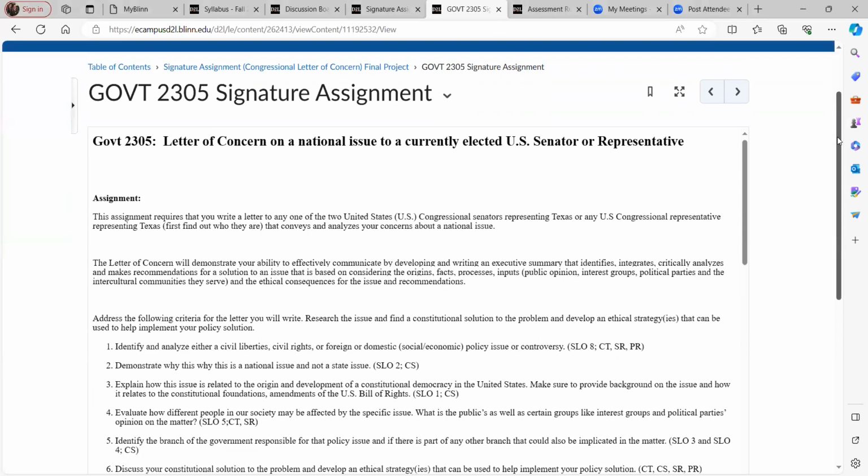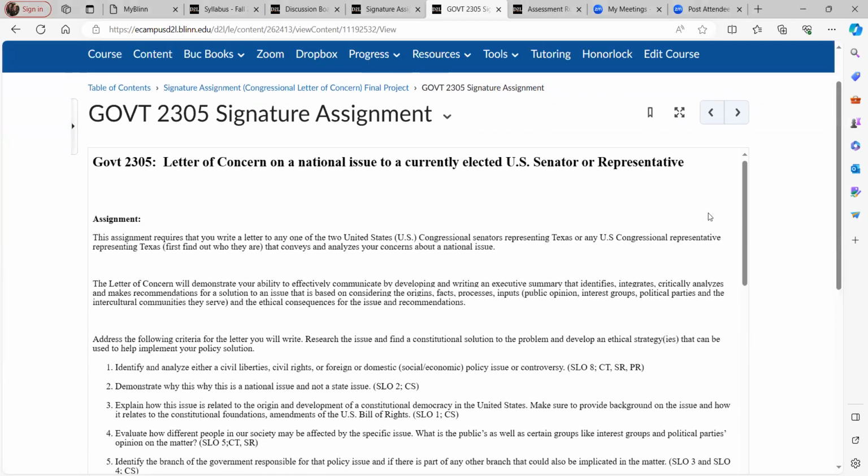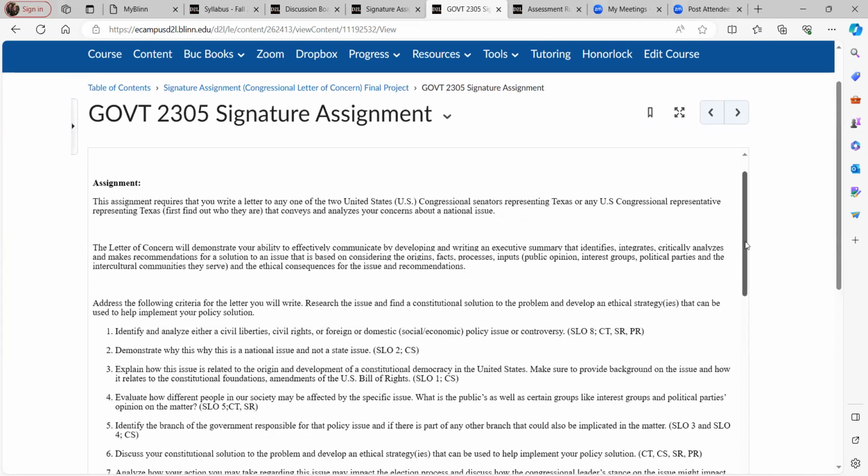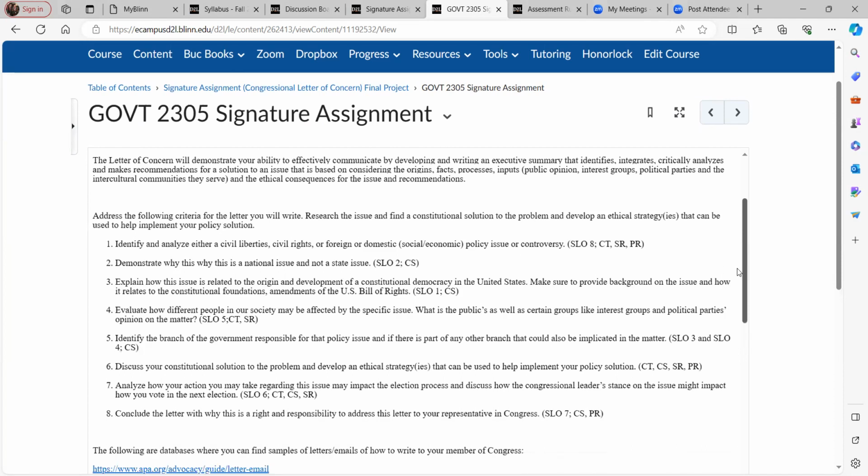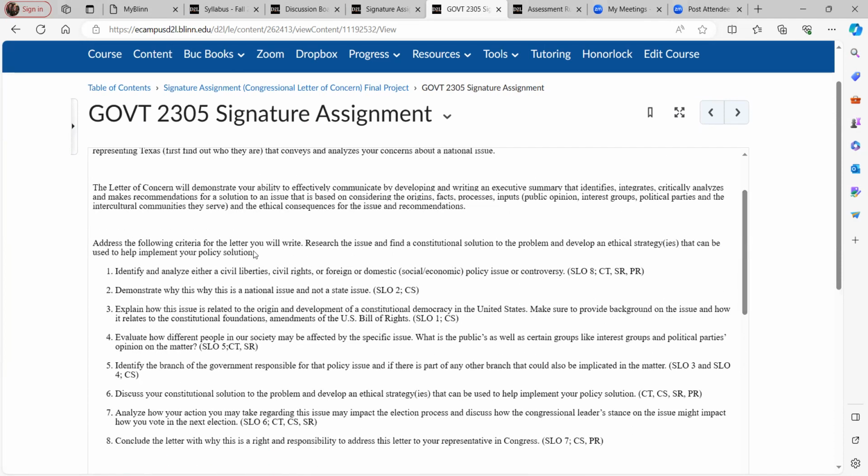Okay, so what we're going to do is go through the documents, and I'm going to use an example so that you all can have a better idea on how to go about working on this assignment, right? So again, we already covered the assignment itself in terms of the description. Now we're going to go through the criteria here.